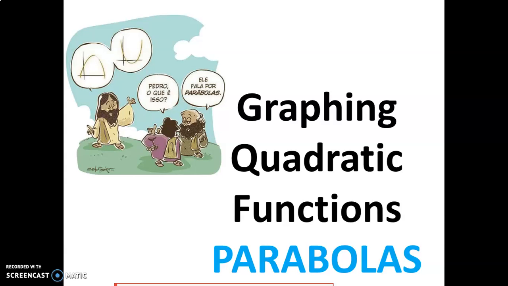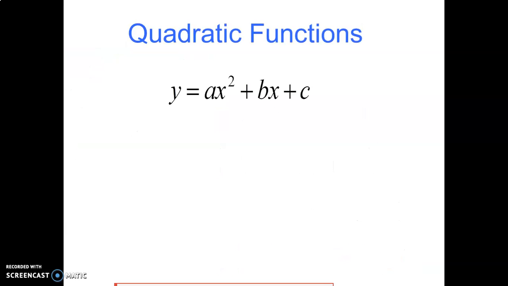Hello, welcome to your lesson on graphing quadratic functions. When you graph quadratics, they graph in a shape called a parabola. Let's get started. Quadratic functions usually take on this form, y equals ax squared plus bx plus c. This is called standard form.